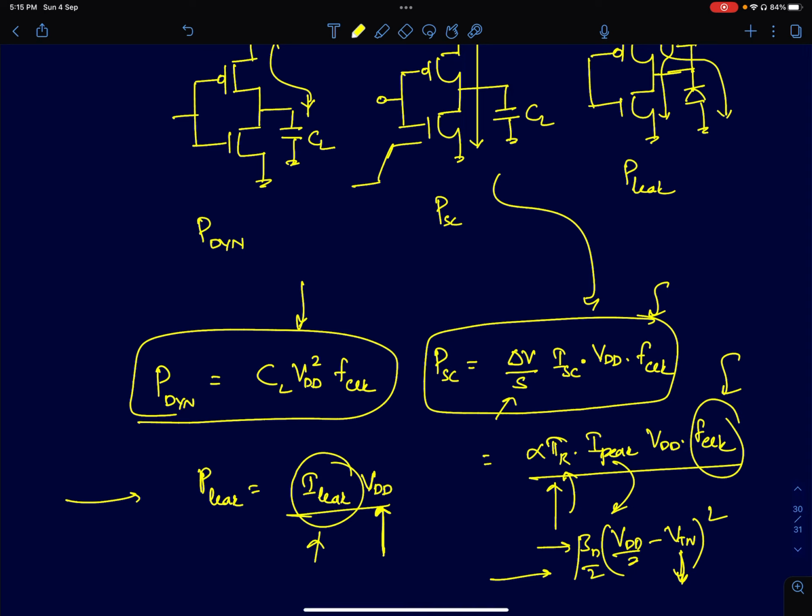So that completes our discussion on short circuit power dissipation. It's very good to know on what different parameters the power dissipation in a CMOS inverter depends. So hope it was helpful.